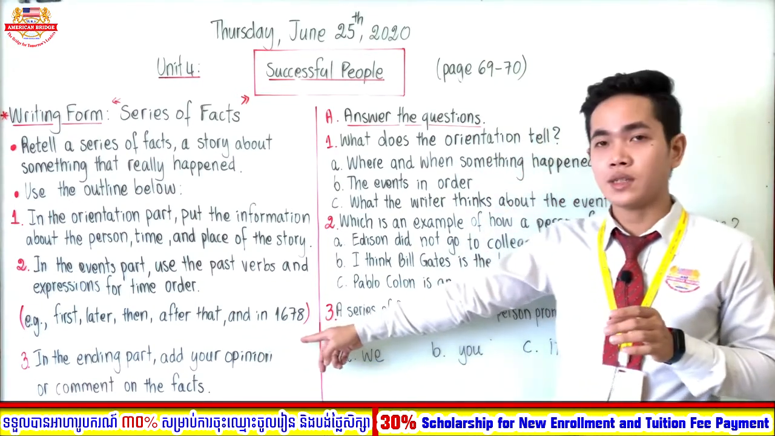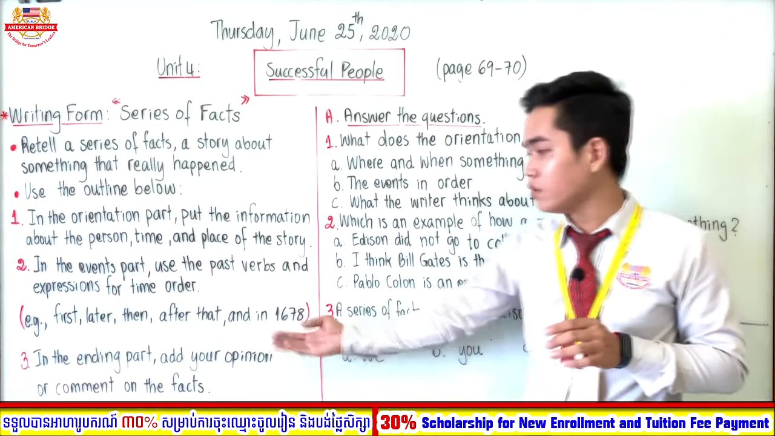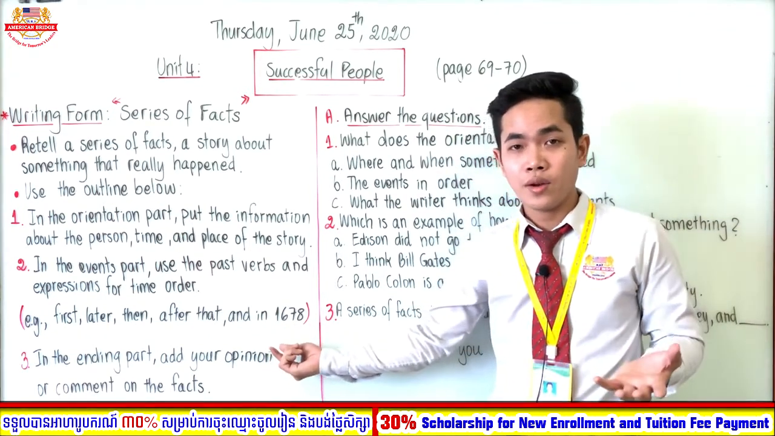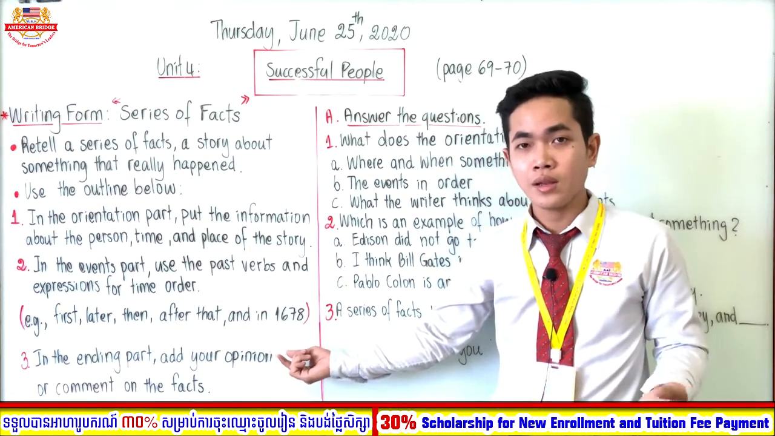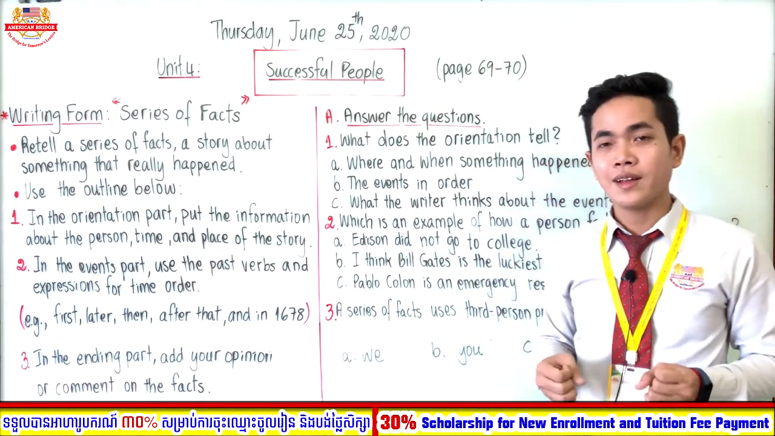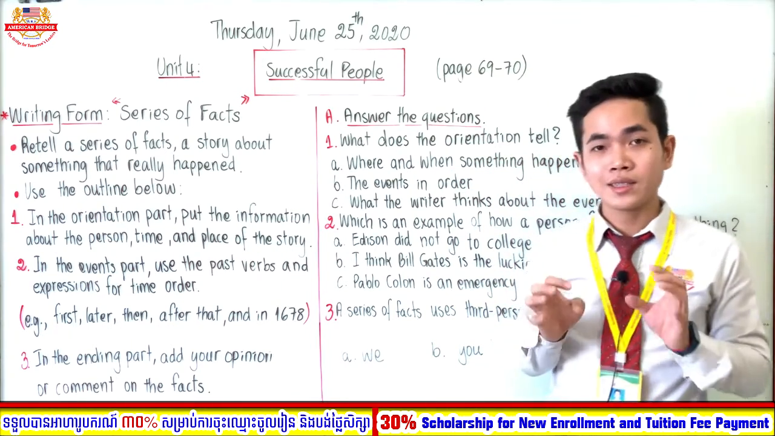Like in our whiteboard here, if the story happened in 1678, you have to add the year of the story that happened. You also include what year it happened, right? Now let's move on to our last part.